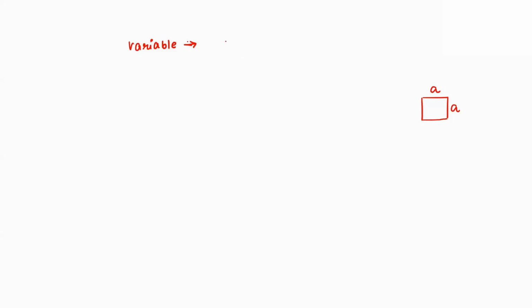So if I am writing a variable a, I can have any value of a. It is not fixed. It varies, right? So you will be having a lot of variables in your learning journey throughout algebra. Okay. So what can we write now, that the area of a square is what?